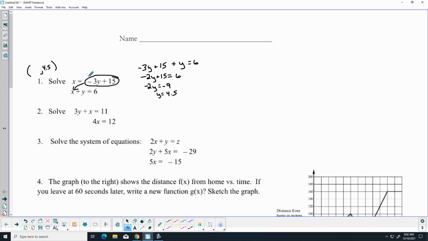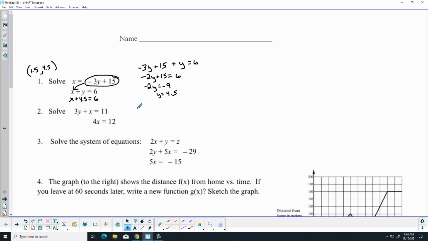I need to know the x. I'm going to plug it into the bottom one. That one looks pretty easy too. So x plus 4.5 equals 6. I'm just going to subtract 4.5 and I'm going to get 1.5. And that's going to be my final answer.